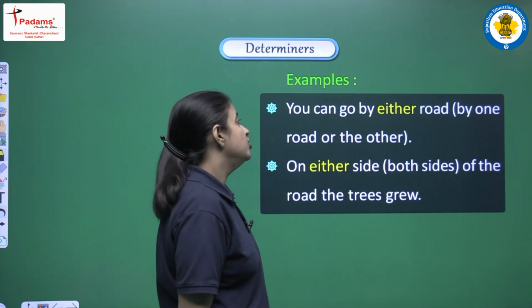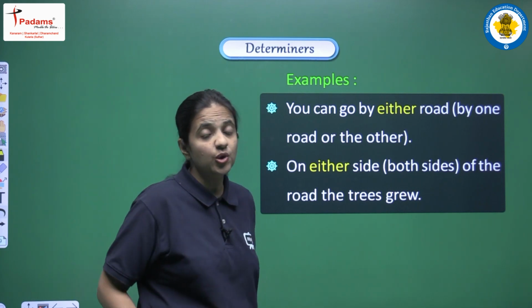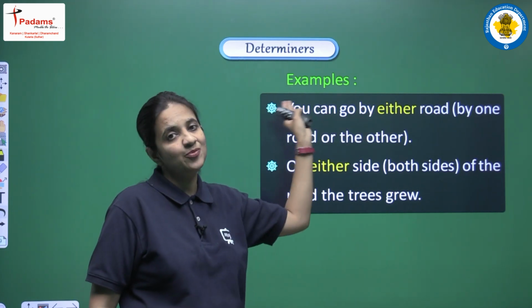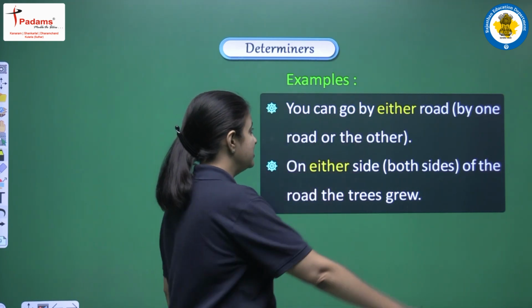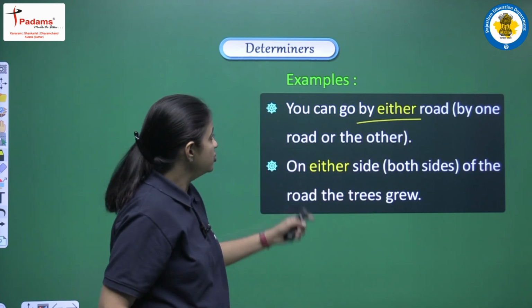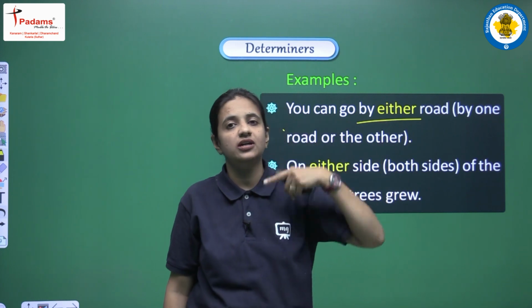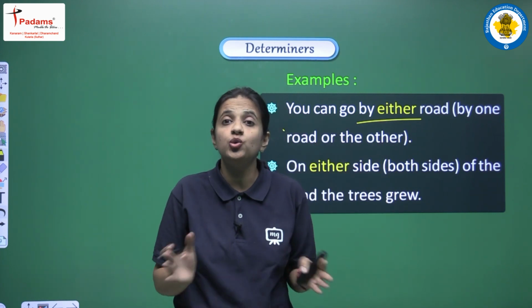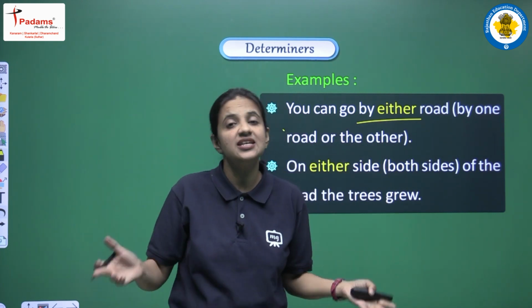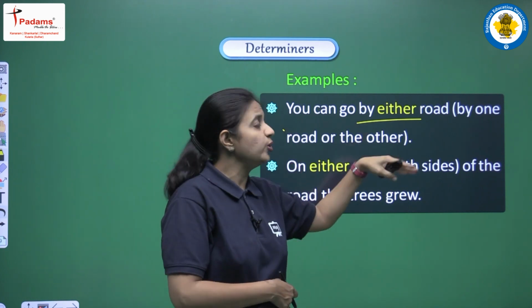We have: you can go by either road. So this is a positive sentence. In this sentence we are using either. The sentence means that you can go by either road. It means in front of us we have two roads, we have two options, and we are saying that you can go by either road.